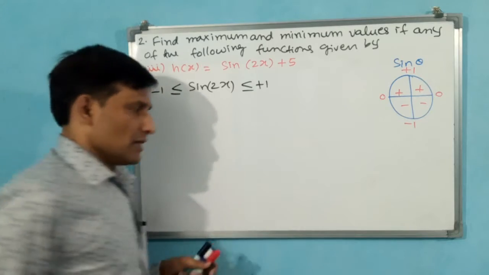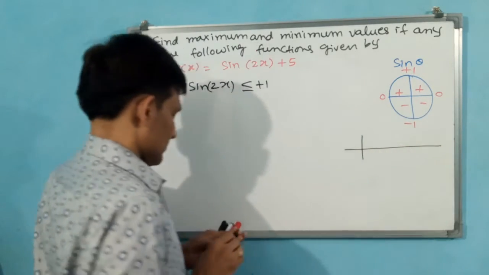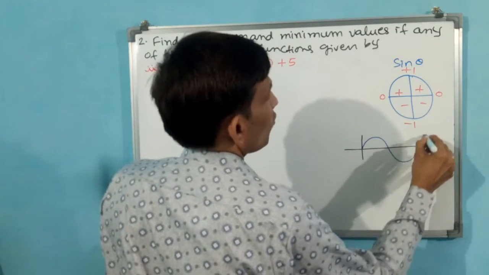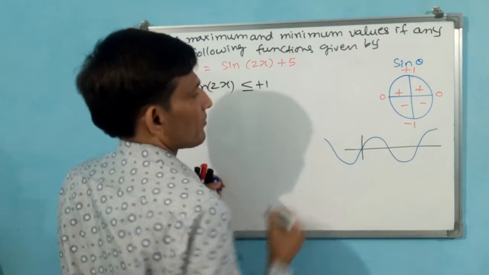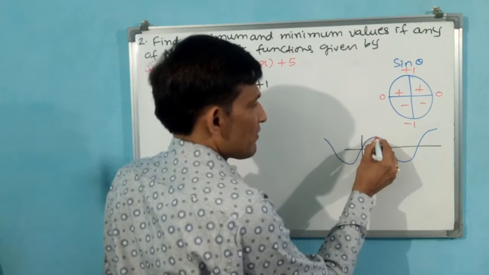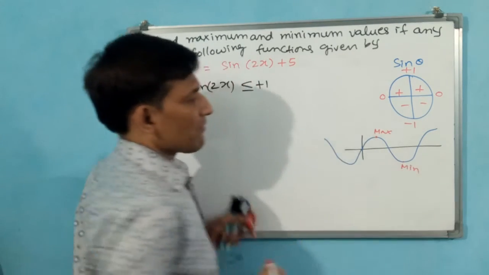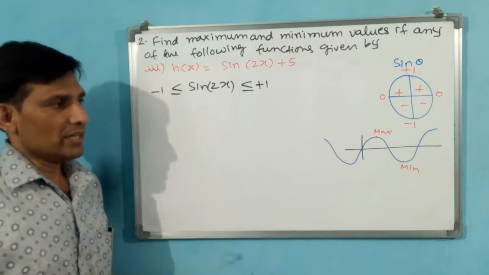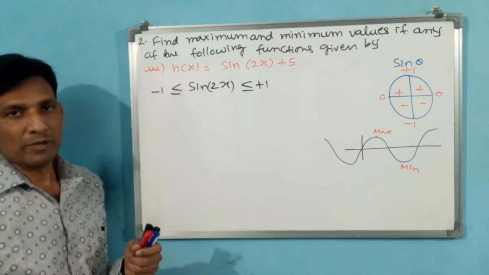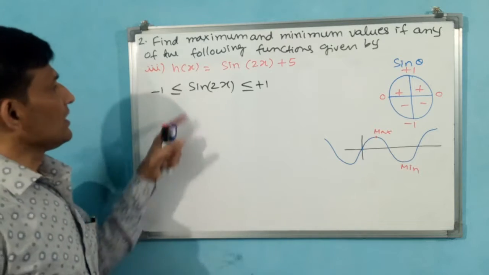Now you see the graph also. Like this it will be. That means maximum value also will be there, minimum value also will be there for sin theta. See, the variable is sin theta only. Plus 5 is not a variable. That means you have to concentrate on sin 2x only.